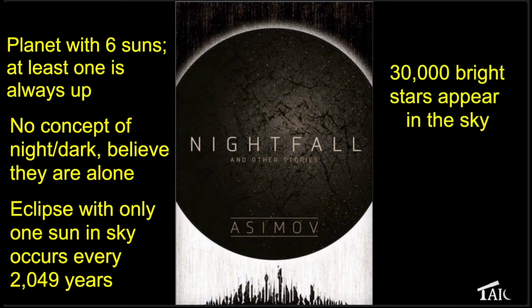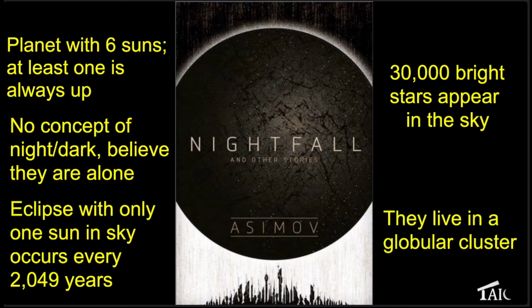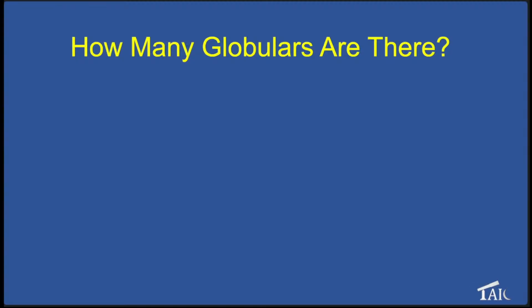So when that eclipse occurs, they are shocked because 30,000 bright stars appear in the sky. And of course, the implication of that is that this civilization lives within a globular star cluster. So I'm not going to give you any spoilers to see what happens when this civilization finds out they're not alone in the universe, but I definitely recommend you read this if you have not, because it's a great read.